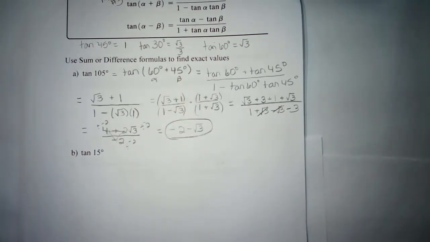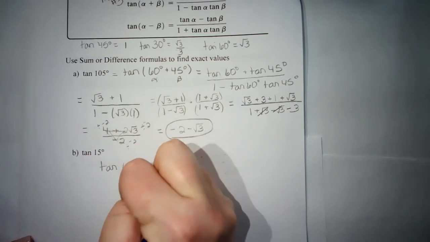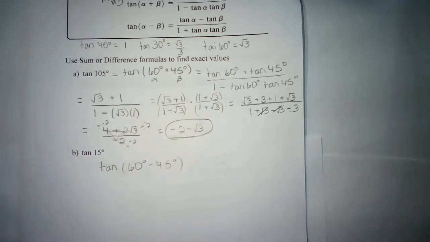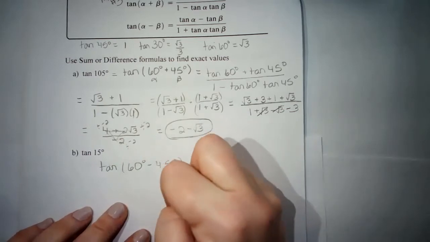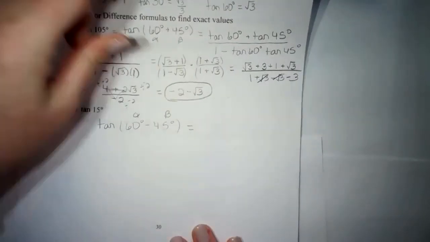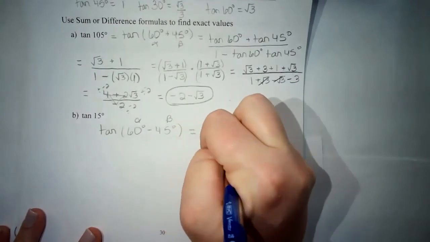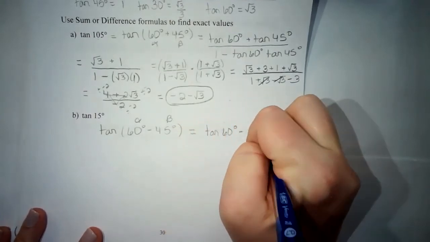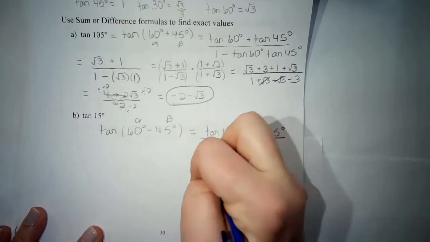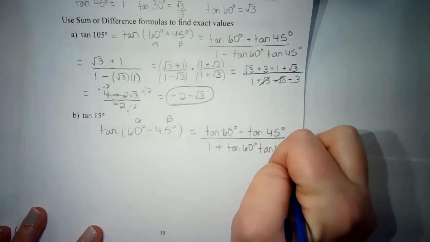Let's look at 15. If we're only going to stick with 60s and 45s, how are we going to get 15? What do we think? There you go. How about 60 minus 45? Ta-da. Pretty close. So here's our alpha, here's our beta. We follow our subtraction way up here at the top. We're going to do tan of 60 minus tan of 45 over 1 plus tan of 60 tan of 45.